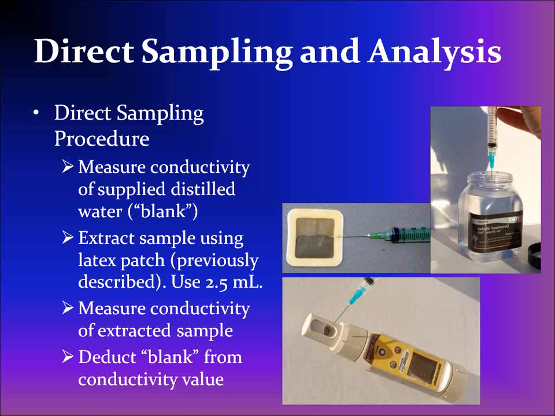Remove the blank sample from the sensor. Obtain a sample from the surface using the latex patch or cell method previously described in this webinar. In this case, 2.5 milliliters of distilled water is injected into the cell once the air has been evacuated. Once the extraction procedure is complete, place a few drops of the extracted sample onto the sensor. Record this value as the conductivity of the extract. Calculate the conductivity caused by soluble salt contamination by subtracting the value of the conductivity of the blank from the conductivity of the extracted value.